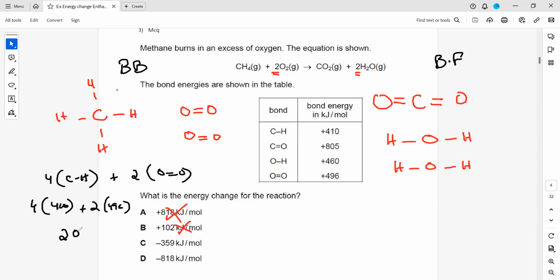2000? 2630. 32, okay. So 2632. That's a bond breaking.